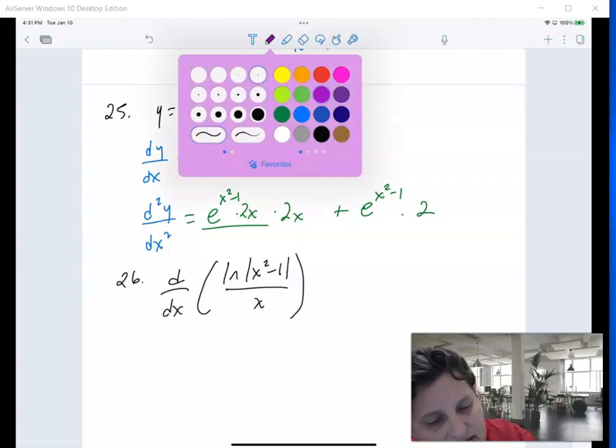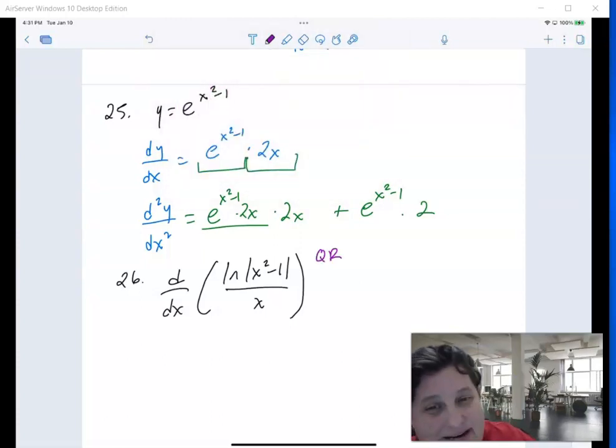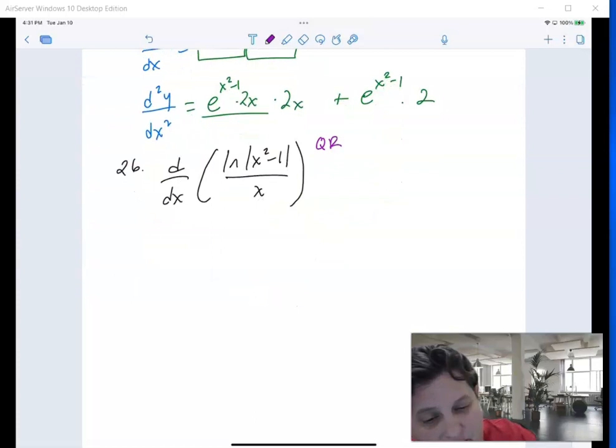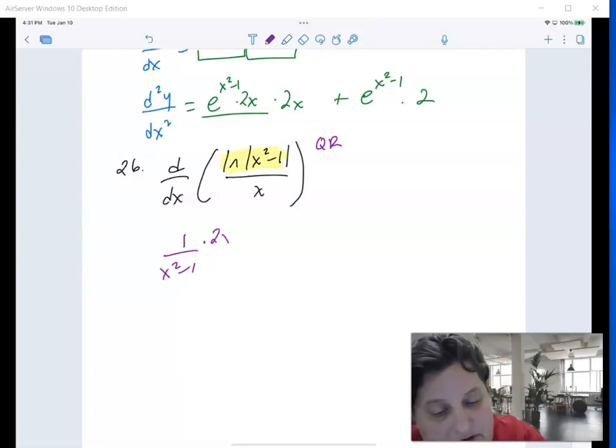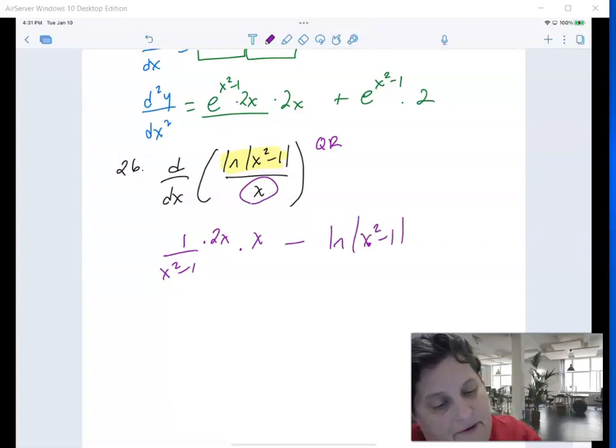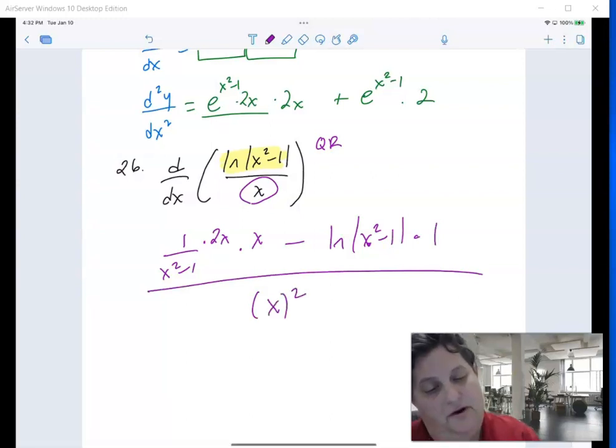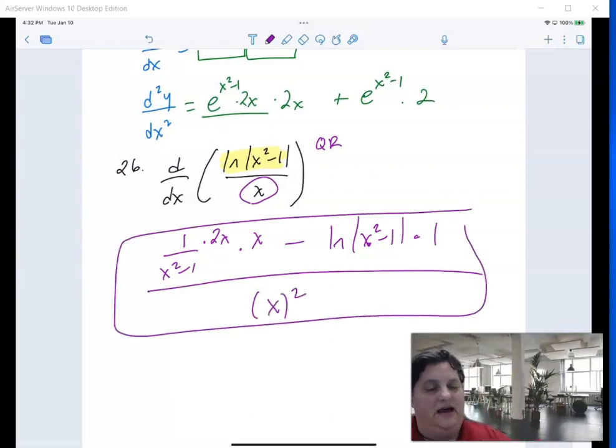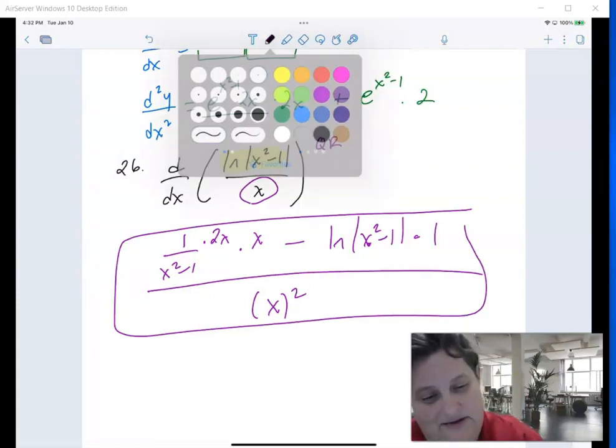Anyways, this is a quotient rule. I'm not going to simplify this, okay, guys? So the derivative would go, derivative of the top. The derivative of the top is 1 over x squared minus 1 times the derivative of x squared minus 1 for chain rule, which is 2x. Derivative of the top times the bottom minus the top times the derivative of the bottom, all over the bottom squared. I would not simplify that. I'd leave that exactly like that. Okay? Alright, nice.